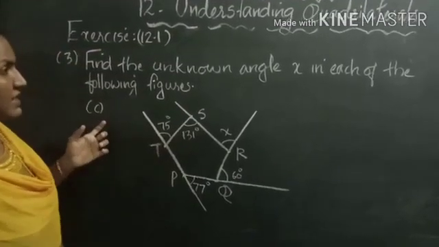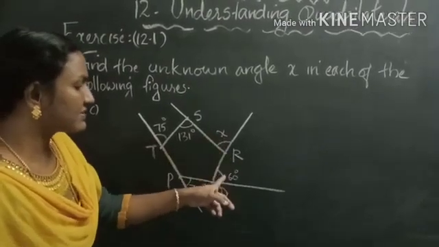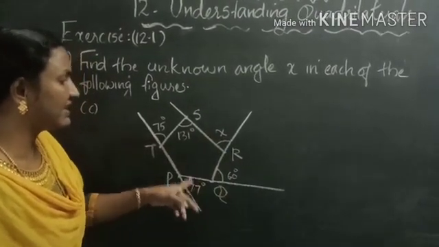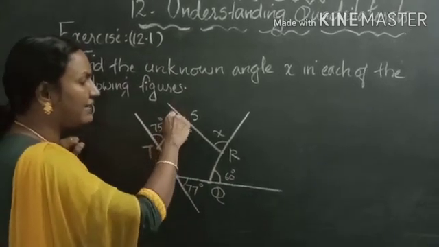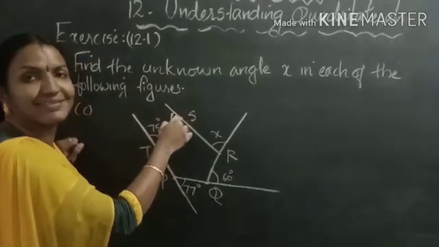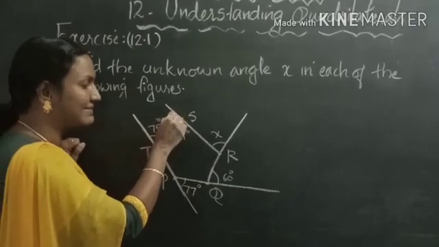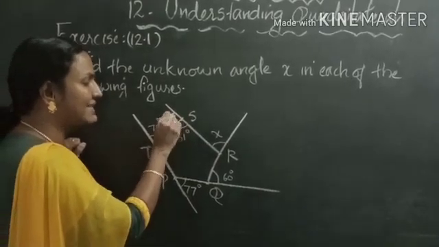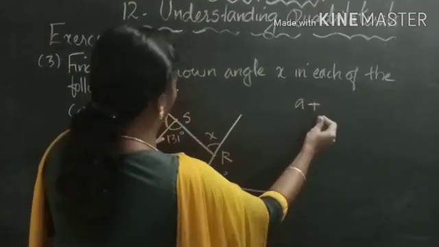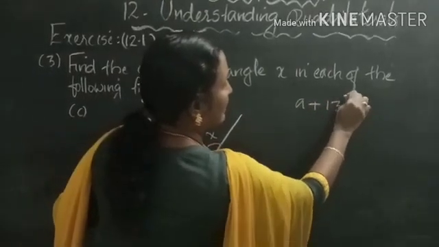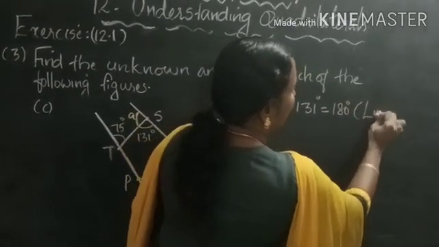Next, option C. Here the exterior angles are x, 60 degree, 77 degree, 75 degree, and this one. Here one exterior angle is not given. First we have to find this exterior angle. Let's mark this A. So A plus 131 is equal to 180 degree. It's a linear pair.